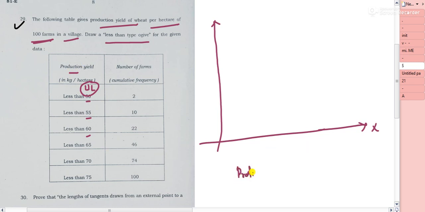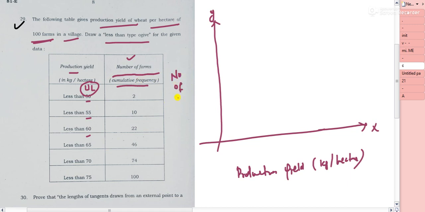This is very important. Production yield in kg per hectare. This is the x-axis. Now the rest is cumulative frequency. They have already given. That should be in the y-axis. And in place of cumulative frequency, you can write here number of farms. Got it? This is the y-axis. Got it? Now scale value you have to take.